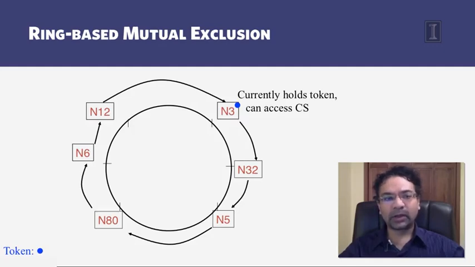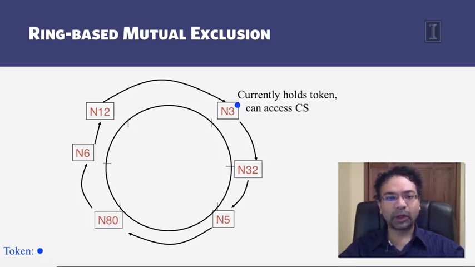Here we organize all the processes in the system into a virtual ring, where each process can talk to its successor in the ring. Typically, this is a clockwise successor. So for instance, N3 is a process, its successor is N32. It can send messages to N32. N32 is another process in the ring, which can then send messages to its successor N5, and so on and so forth, and the ring loops around.